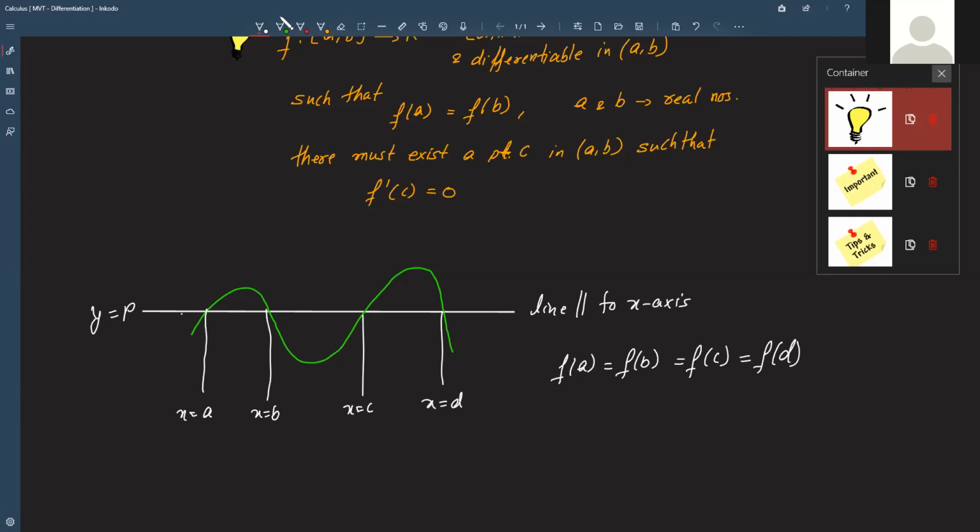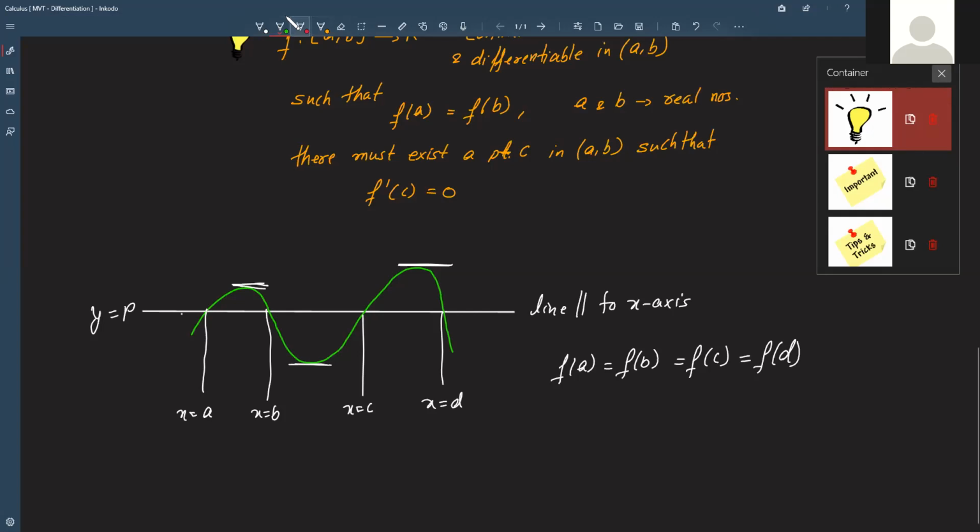And in order for that to happen, if f of a and f of b are the same, then between a and b the curve has to take a turn. So you can see here, there is a turn here. In the same way, there has to be a turn here and a turn here. So there are exactly 3 points for which you will get the tangent parallel to the x-axis. And if these tangents are parallel to the x-axis, that means at that particular point the slope is 0. That means the differentiation is also 0. So there will be 3 such points in this case.